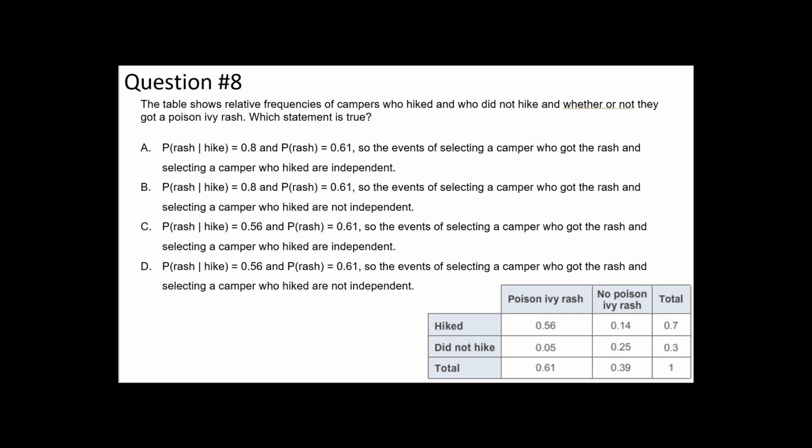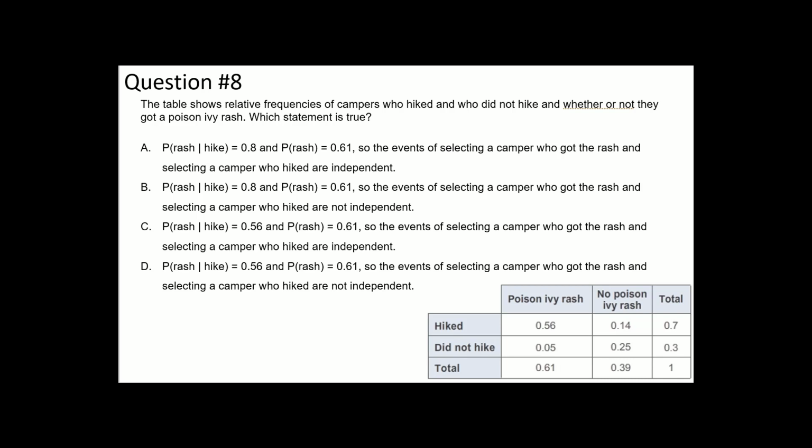So for this question, we have a table. Our data is organized into a table. So I'll start by reading the question. The question says that the table shows relative frequencies of campers who hiked and who did not hike, and whether or not they got a poison ivy rash.